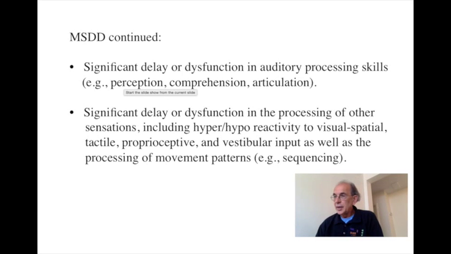Okay, let us continue now with our definition of autistic spectrum disorder from a multi-system developmental disabilities perspective. The third area that children with autistic spectrum disorder manifest is a significant delay or dysfunction in auditory processing skills. That is perception, comprehension, and articulation.